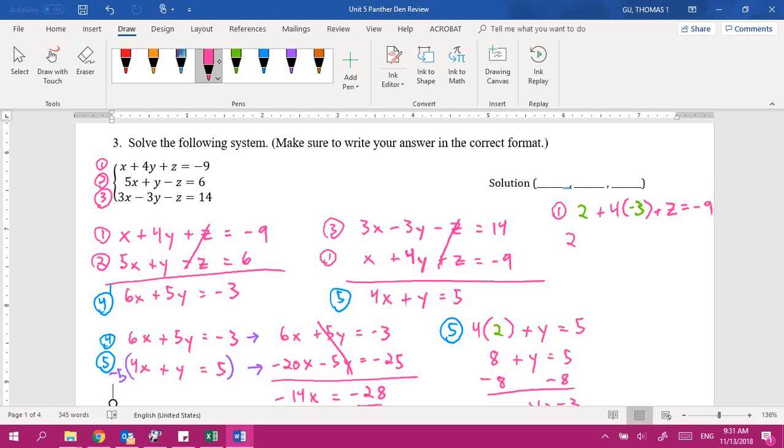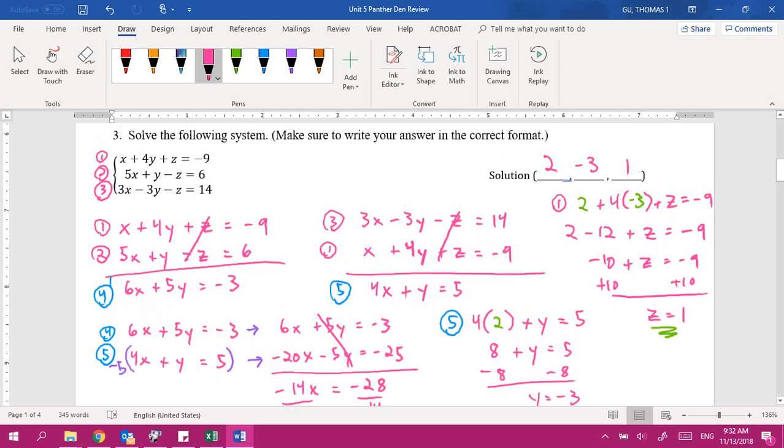This is 2. What's 4 times -3? -12 plus z equals -9. So we need to combine our like terms. So what is 2 minus 12? So we have a -10 plus z equals -9. And then one more step to find z. Add the 10, that's right. So we get z equals 1. So what's my final answer then? Parentheses 2, -3, 1. It needs to go x and then y and then z, okay? And that is the end of this extremely long problem.